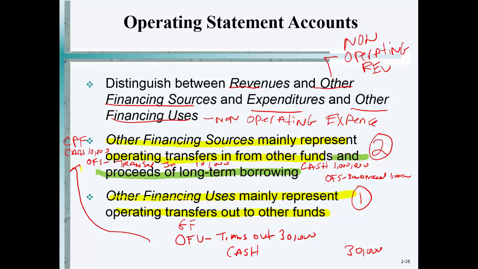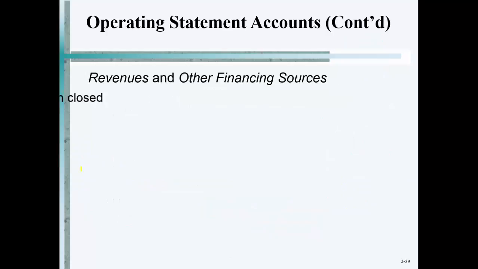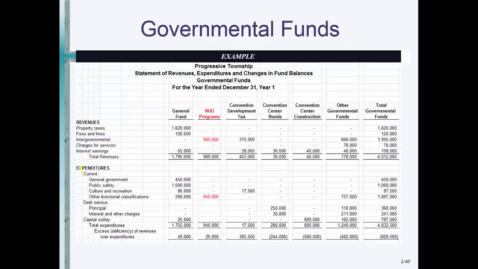There's only one other financing use, which is what? The transfer out. So now the only question becomes, well, where do we report these non-operating type things? Okay, so just come over to our statement of revenues, expenditures, and change in fund balance, and you see that we have our revenues, like our taxes. We have our expenditures, right? For example, if we spend money on public safety, remember fire and police department help us to form public safety.